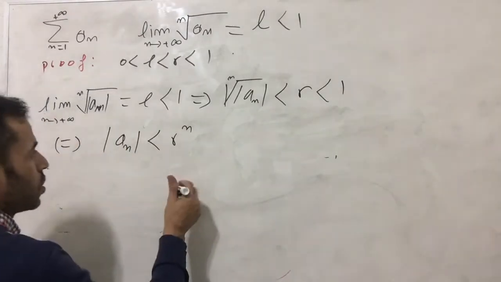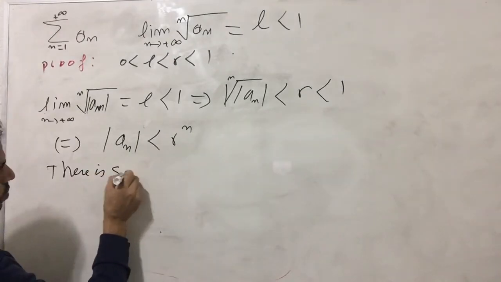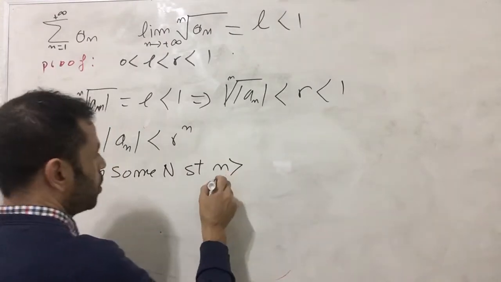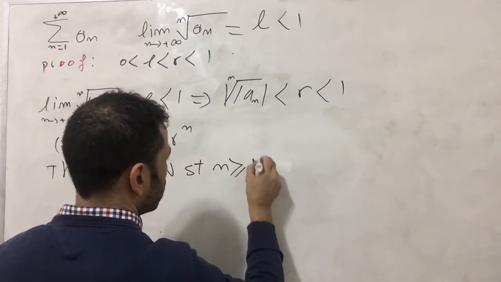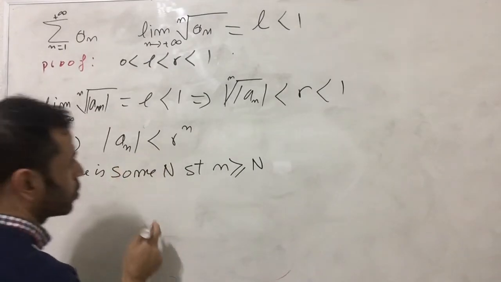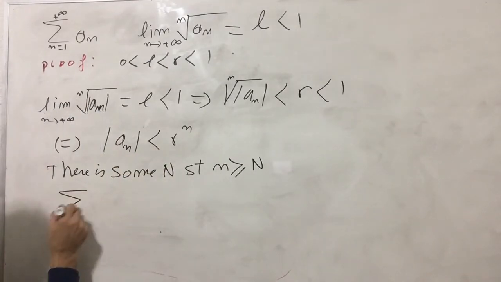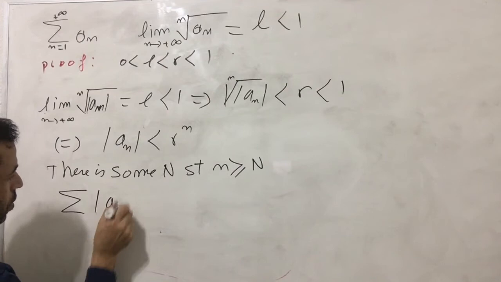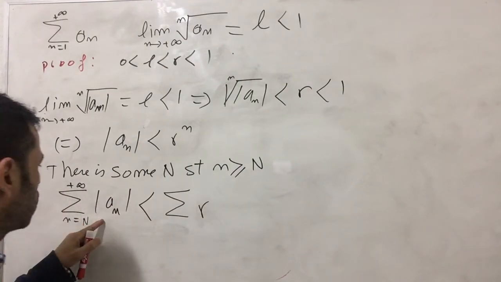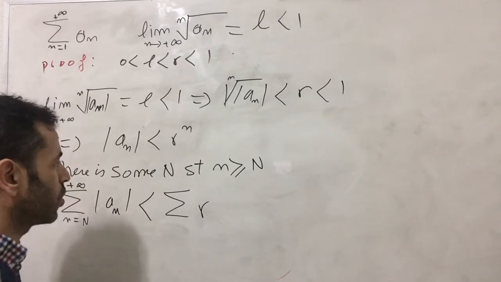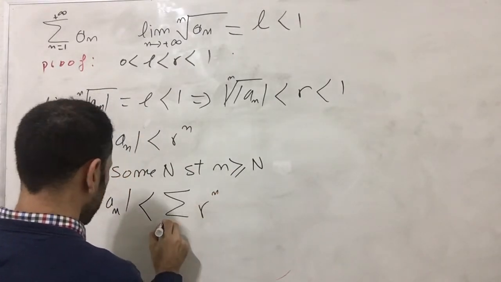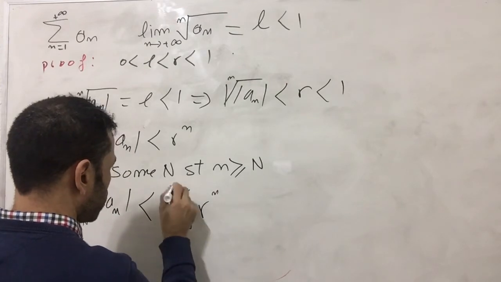Before we do that, there is some capital N such that n is superior or equal to capital N. I'm going to apply the sum notation on both sides. So we'll have the sum of the absolute value of a sub n, as n goes from capital N to infinity, strictly inferior than the sum of R to the n as n goes from capital N to plus infinity.